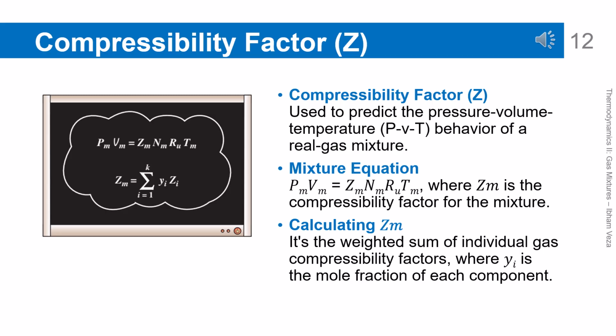Compressibility factor, Z, for real gas mixtures. The compressibility factor Z is used to describe the deviation of a real gas mixture from ideal gas behavior. The mixture equation of state is written as Pm Vm equals Zm Nm Ru Tm to include non-ideal effects. The value of Zm is not arbitrary, but is calculated as a weighted sum of the compressibility factors of the components. The weights are the mole fractions of each component in the mixture. In this way, the PVT behavior of real gas mixtures can be estimated more realistically.